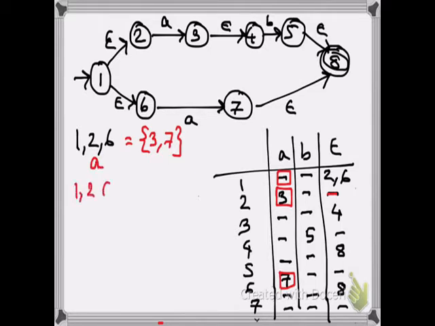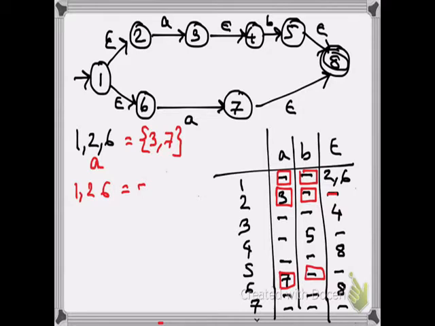Similarly, for 1, 2 and 6 on B, we will see where it goes. On B, nothing here, nothing here and nothing here. So it is empty. On B it does not go anywhere.